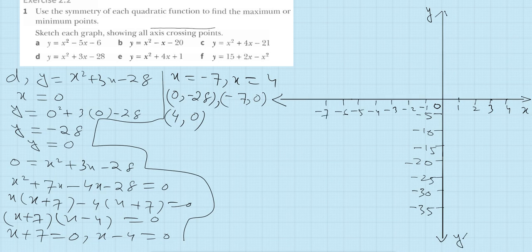So the first point is 0, minus 28. So where is minus 28? Just above minus 30. So this is the point. This is the first crossing point, 0, minus 28. The second one is minus 7, 0. This one. And the third one is 4, 0. This one.